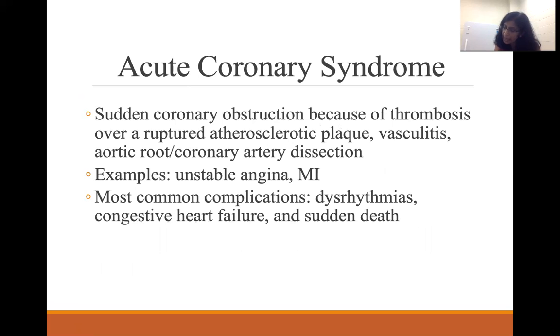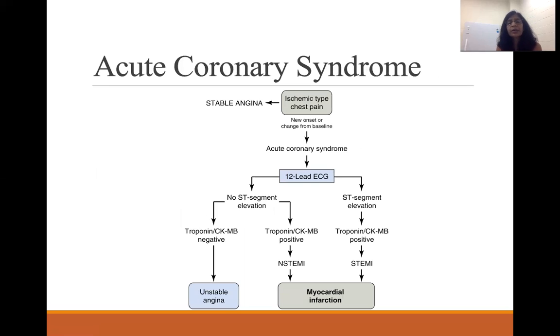So the consequences are still the same: obstruction of the coronary vessel suddenly, maybe because of thrombosis over a ruptured atherosclerotic plaque, or maybe because of vasculitis, that is inflammation locally, or there is dissection of the aortic root or coronary artery itself. So those are major impacts. Sudden coronary obstruction from whatever reasons mentioned here would lead to unstable angina, MI. Most common complications are dysrhythmias, congestive heart failure, and sudden death is the ultimate outcome. Here it is, acute coronary syndrome.